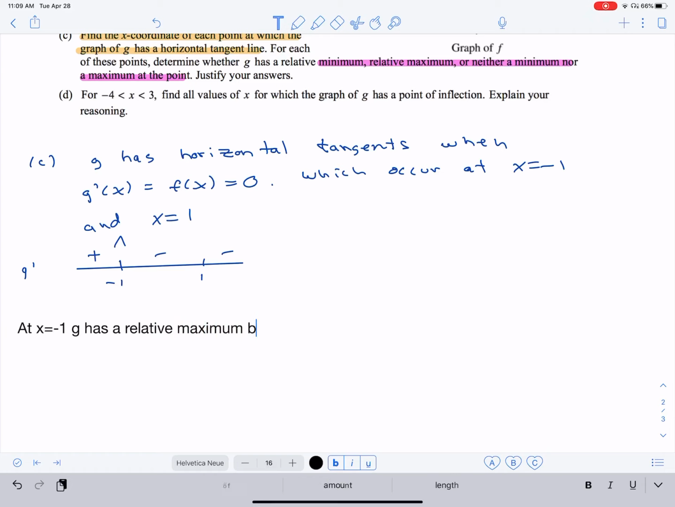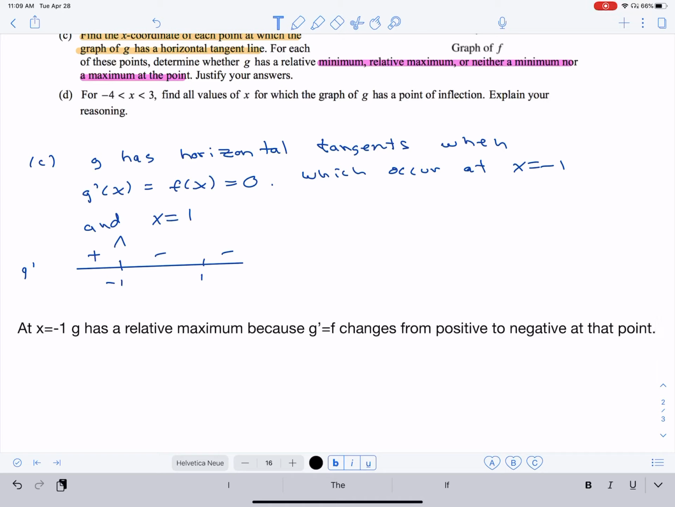Yep, because G prime, which equals F, changes from positive to negative at that point. Okay, that takes care of x equals -1.